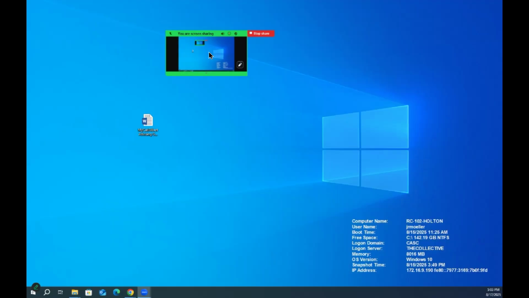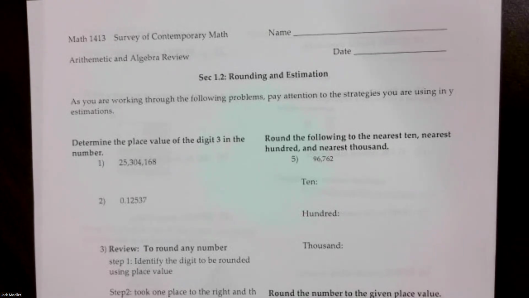All right, so let's get started. Get into the right camera. All right, so here is the note outlines for rounding.